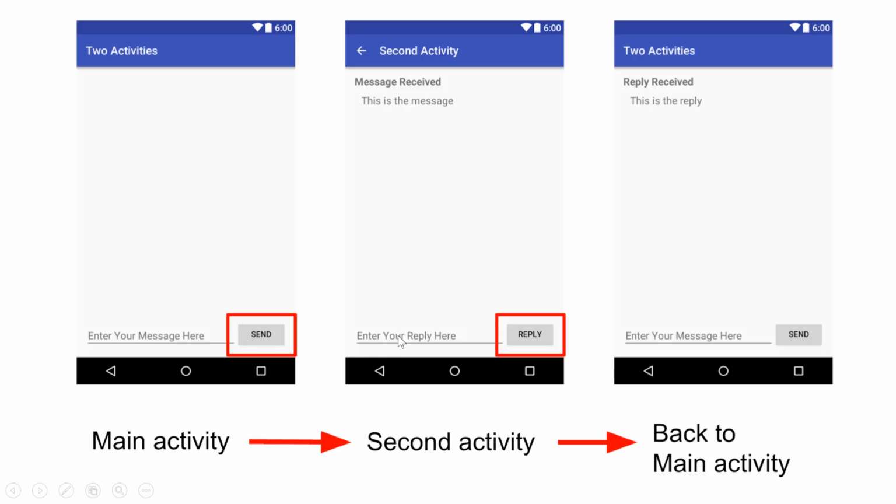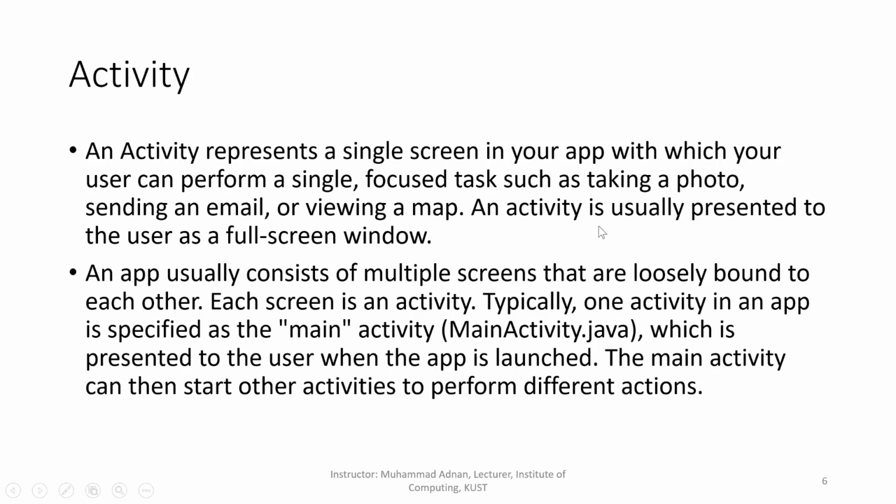Then you can type some text over here in the second activity and click reply. That message will be displayed over here, reply message, and you will see that message over here. So we are going to go back to the main activity. All of this is possible because of explicit intent. But first, what is an activity?